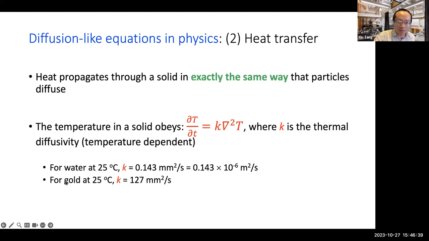For gold, the heat diffusivity is a thousand times larger. Gold is very good at conducting heat, right? So this is the value and you can put it in. And this K is equivalent to the capital D, the diffusion coefficient, right? This also means the mathematical tools used to solve the diffusion equation can also be applied to solve for the temperature in the heat transfer area. Okay?